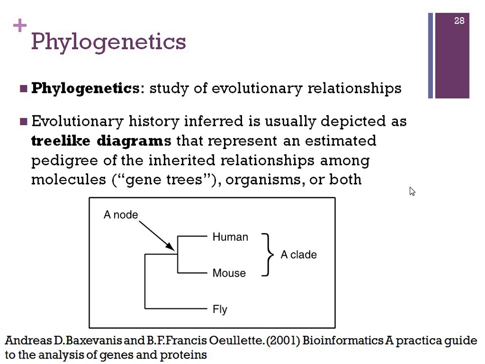So this diagram is an estimated pedigree of the inherited relationships among molecules. If it is among molecules like DNA sequences, it is called a gene tree, or sometimes it can reflect the whole organism, or both. So this is a simple phylogenetic tree. So we have different parts here.